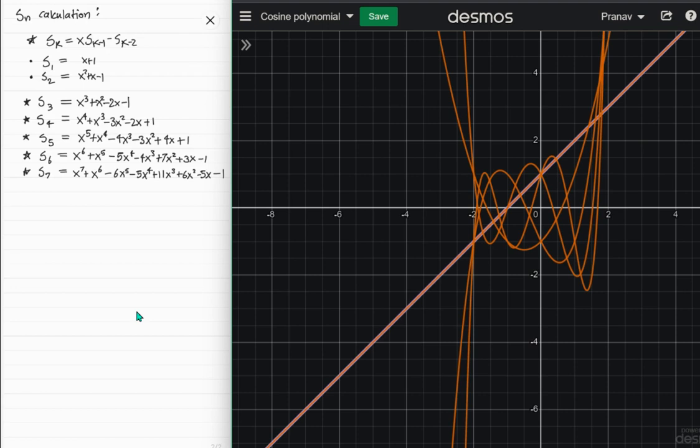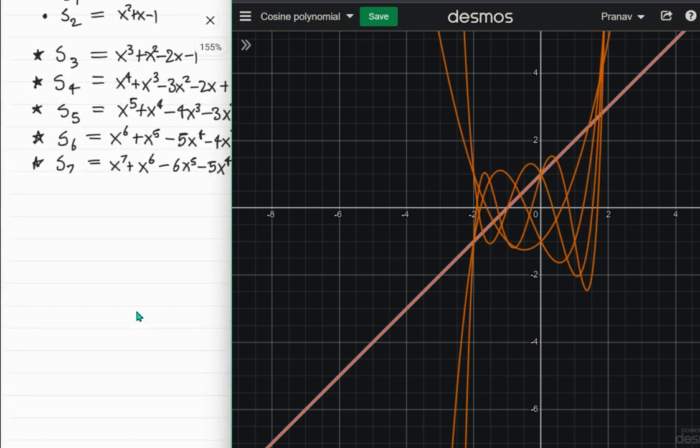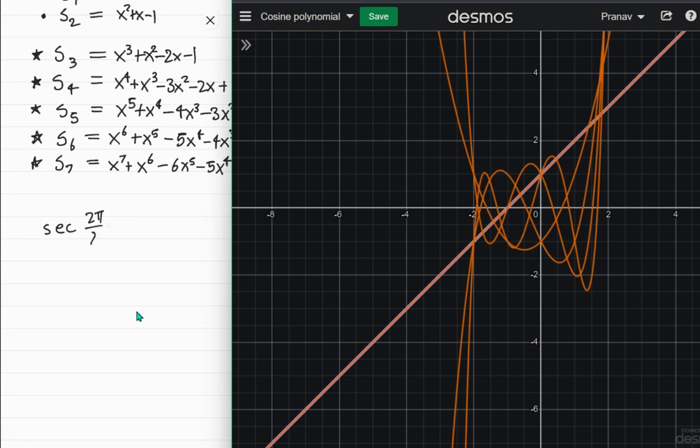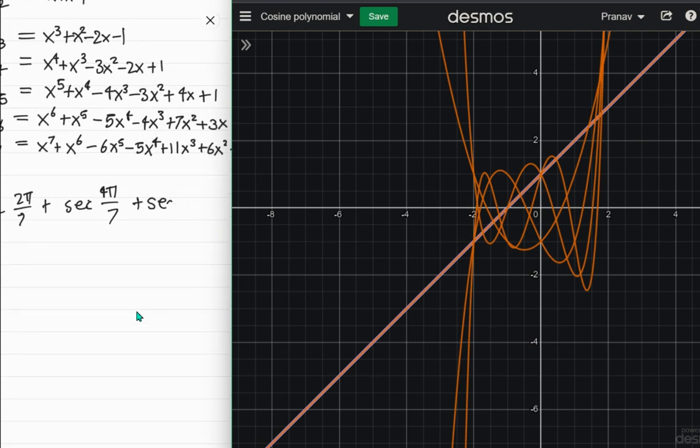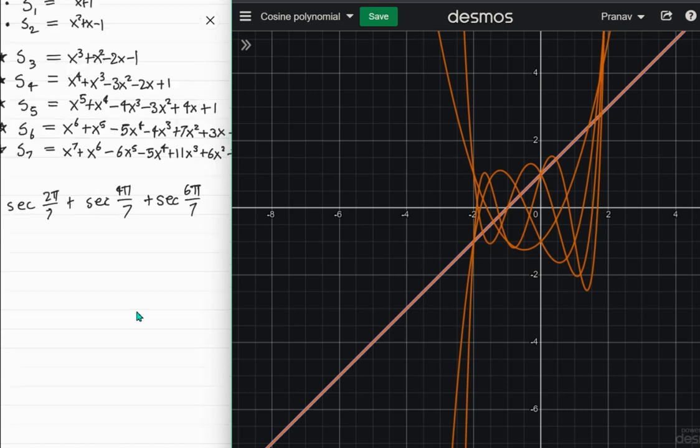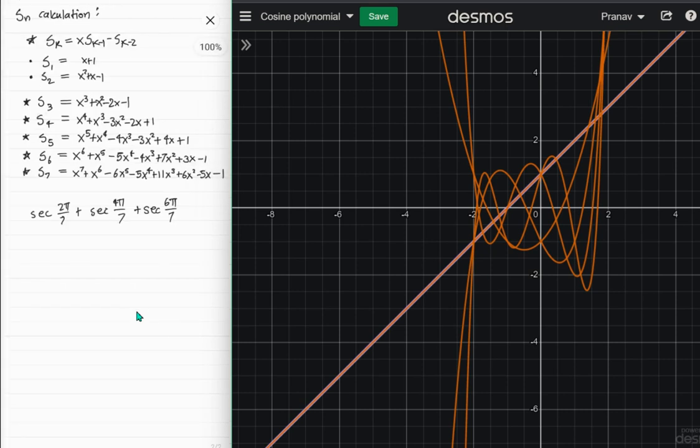So for example, I once got a question: what is secant of 2 pi upon 7 plus secant of 4 pi upon 7, I think that's how it was, yes, plus secant of 6 pi upon 7? So how would you figure out what this thing is? Well, you just use this s sub 3 polynomial.